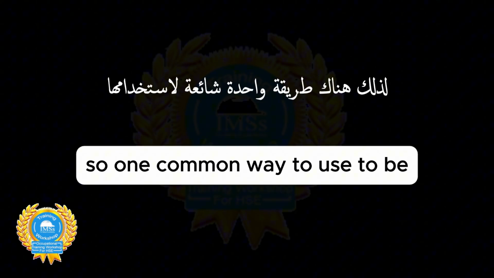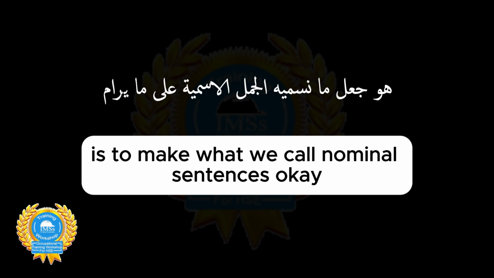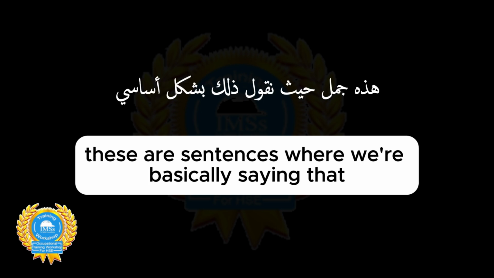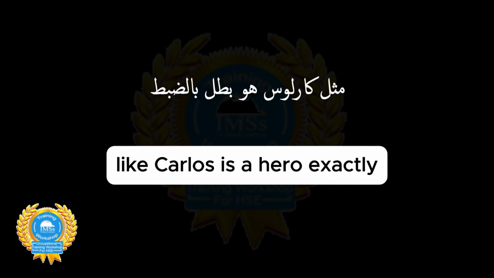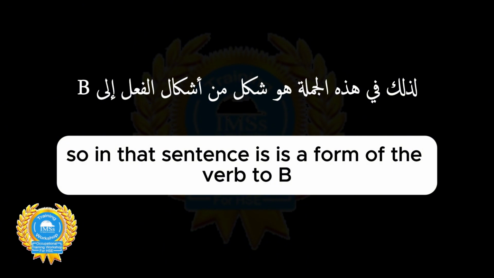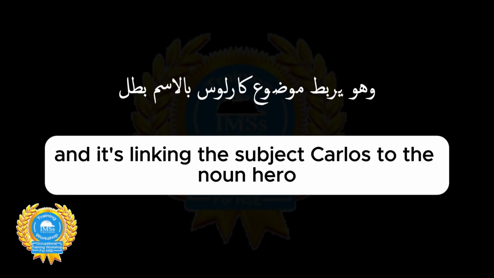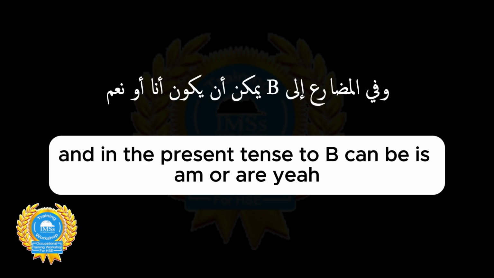Okay, so one common way to use to be is to make what we call nominal sentences. Okay. These are sentences where we're basically saying that something is something else. Right, like Carlos is a hero. Exactly. So in that sentence, is a form of the verb to be, and it's linking the subject Carlos to the noun hero. And in the present tense, to be can be is, am, or are.